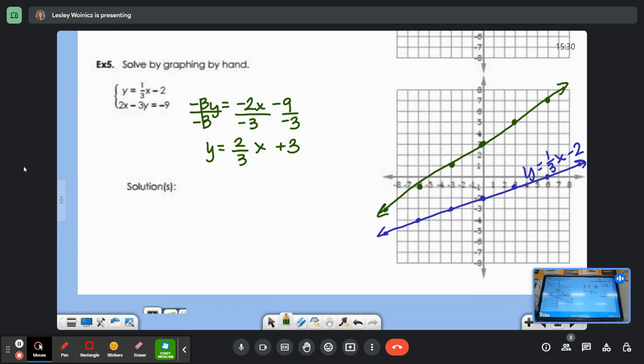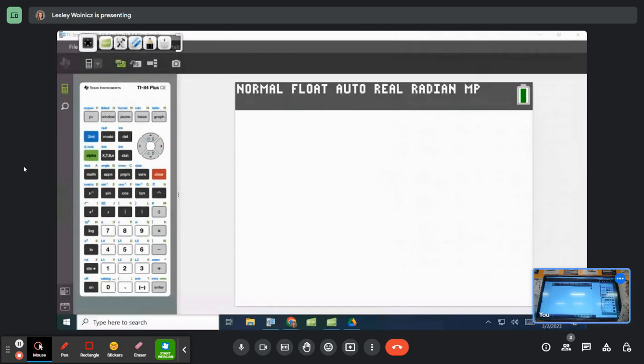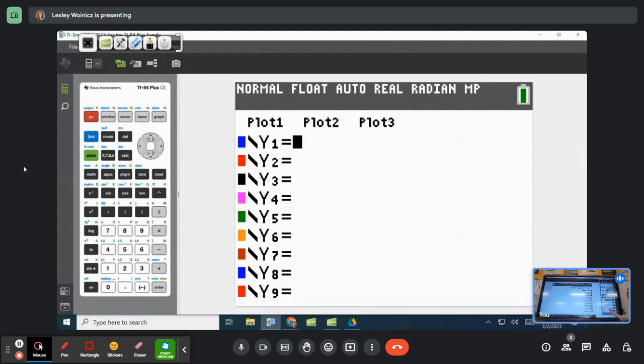When they have the same y value and the same x, then they cross. So everybody put both of them in the calculator. They're both solved for y now. I'm going to do it too. Okay, so it's 1/3, 1 divided by 3, x minus 2. And then was it 2/3 x? Yeah. Plus 3? Thank you.